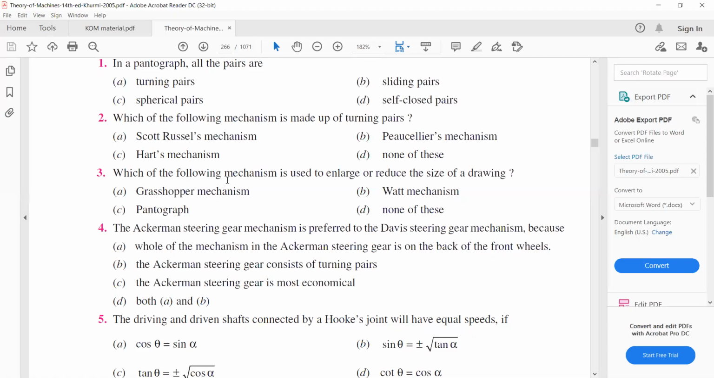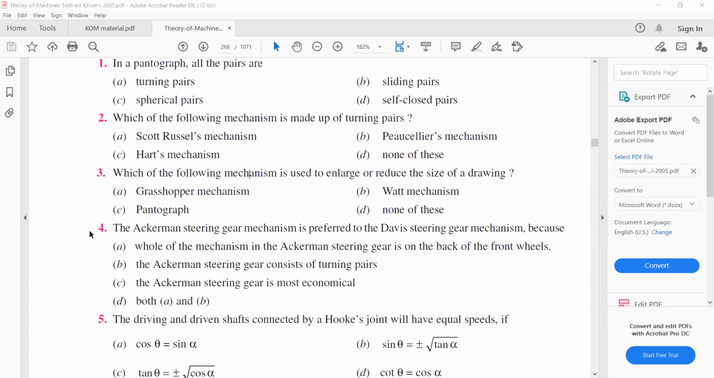Reduce the size of the drawing. So the options are grasshopper mechanism, Watt's mechanism, pantograph, and none of the above. Anyone guess the answer? Which of the following mechanisms is used to enlarge or reduce the size of the drawing? Okay, pantograph. Okay, so that is the right answer.